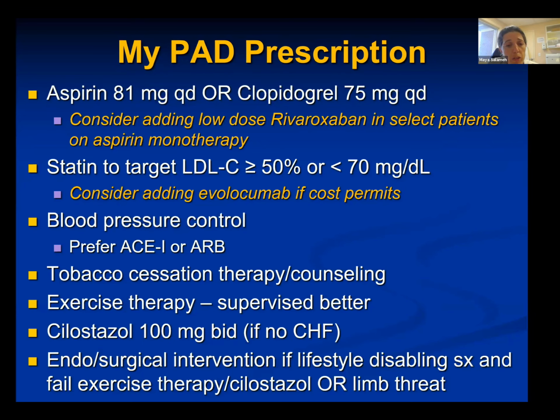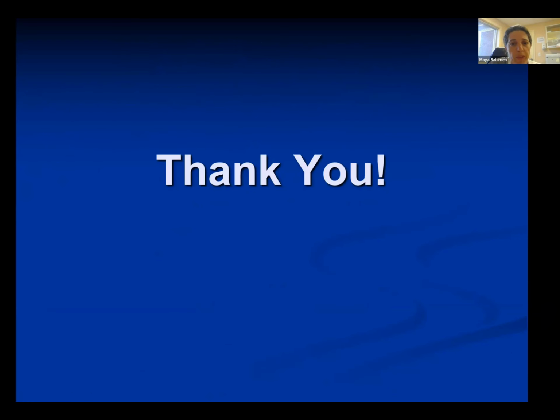I preferentially use ACE inhibitors or ARBs to control blood pressure in these patients. Tobacco cessation, as I talked about, we spend a lot of time on. Refer them for exercise therapy. If they don't have CHF, prescribe cilostazol, and then refer them for intervention if all else fails. Or obviously if there's evidence of limb threat, those patients get referred to our surgical and endovascular colleagues. Thank you very much.